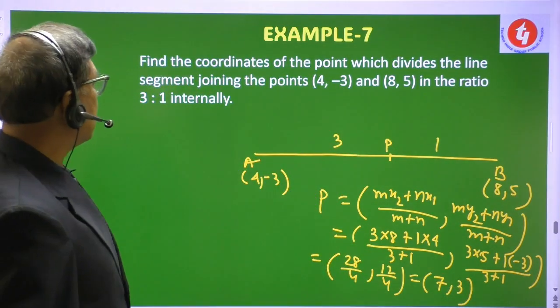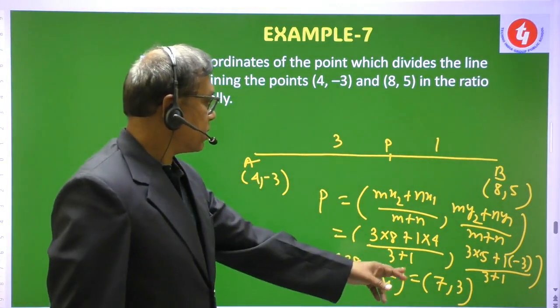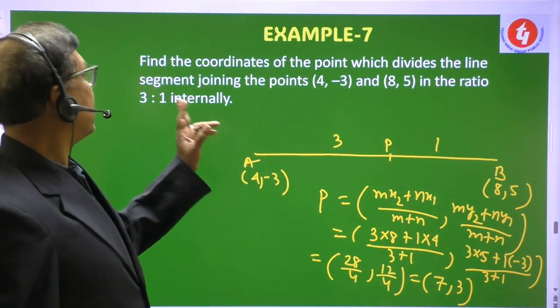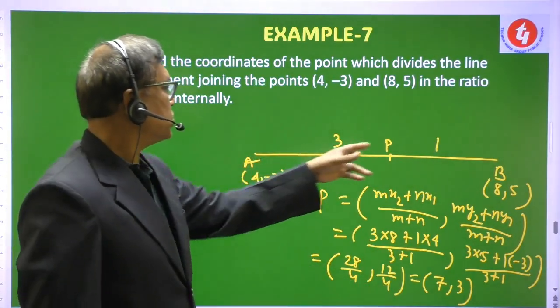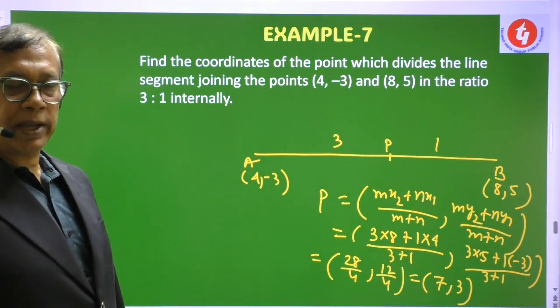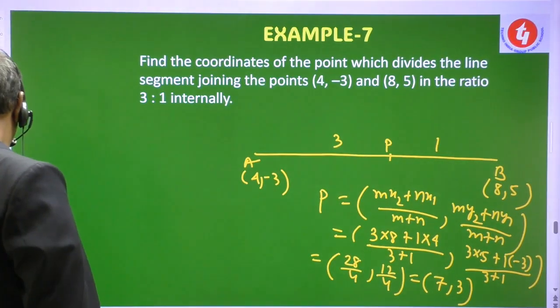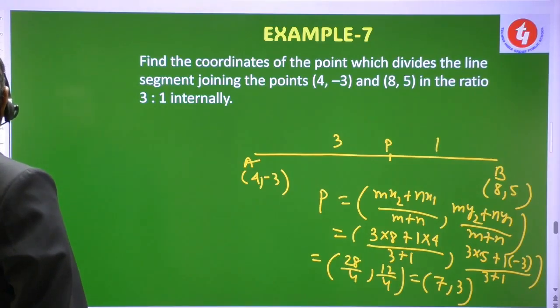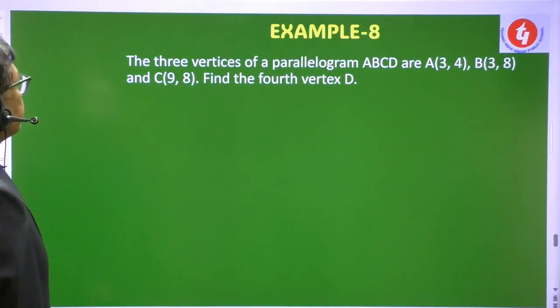So coordinates of P we got 7 comma 3, which divides the segment in the ratio 3:1. I think this part is clear, students. Okay, fine. Now example number 8.